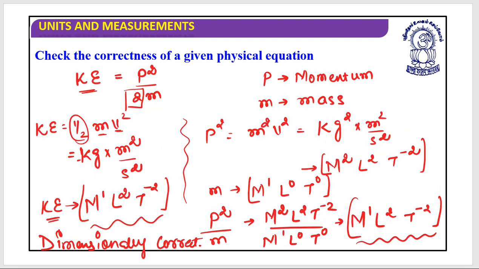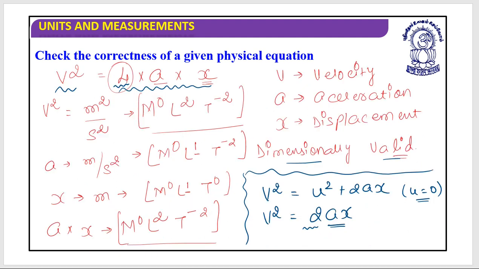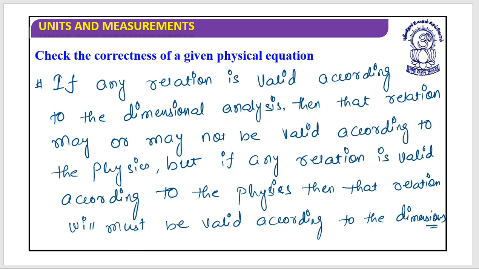Even look at this point. It is 1 by 2. It is 1 by 2. So when there is a constant number, we cannot check that number dimensionally, and that's why there are chances of an error. But if any relation is verified, or valid according to the physics, then that relation must be valid according to the dimensions. I hope this seems clear.